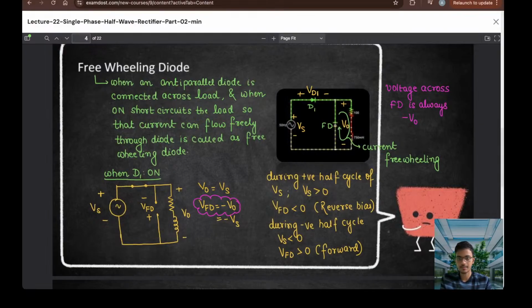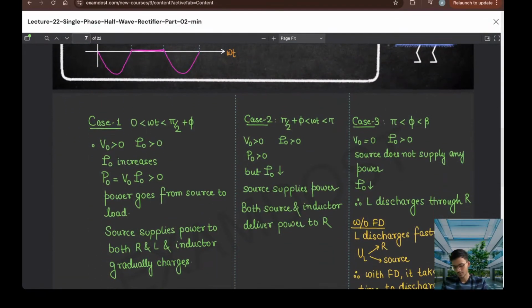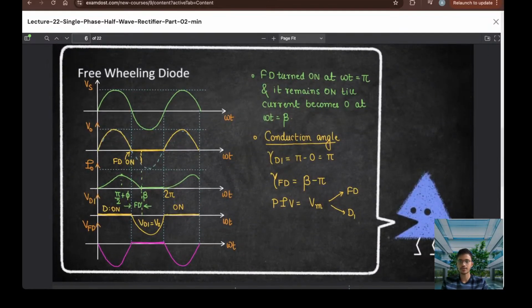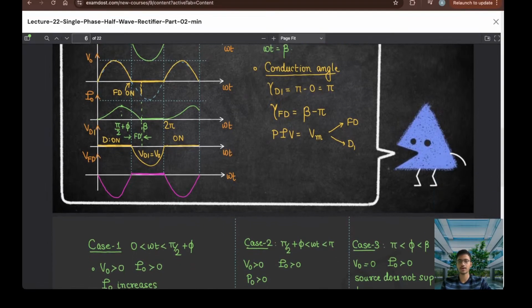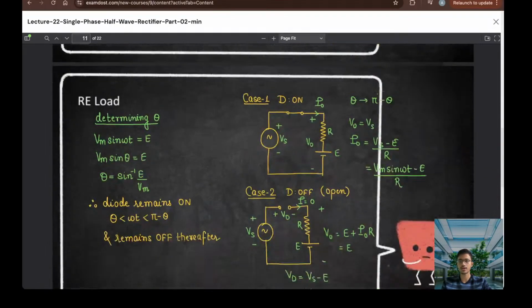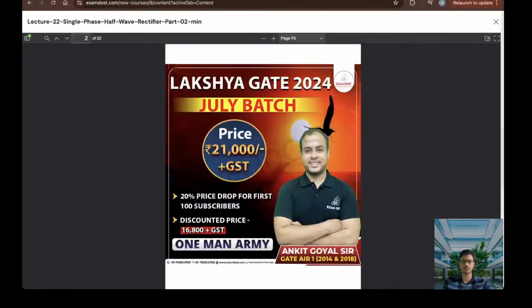At first we will see the single phase half wave rectifier with a freewheeling diode, that is a semi controlled rectifier. Then we would learn about RE load and then RLE and all this stuff.